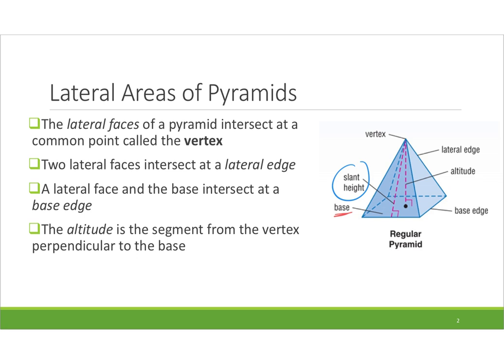Slant height is the height of the lateral face. It comes from the vertex and is perpendicular to the base. So it comes down the side of the lateral face from the vertex and is perpendicular to the base. It also, in a regular pyramid, and we'll talk about what a regular pyramid is in a second, bisects the edge of the base. Now, slant height is unique, and this is what makes pyramids so special.